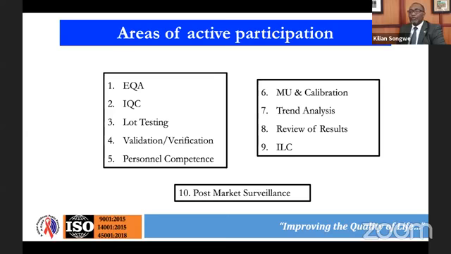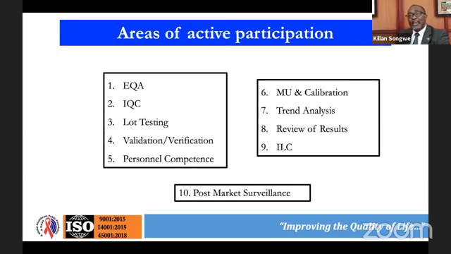And just as I go on to call in one of our associates, Mulindwa Mohammed, to have a discussion, in the next series we've actually broken this into 2 or 3 sections. We want to look at external quality assurance, IQC, lot testing, validation, verification, and personnel as one area that we want to have a discussion. And then we look at measurement uncertainty, calibrations, the trend analysis that are involved, review of results, again back to the standards, and then interlaboratory comparison.